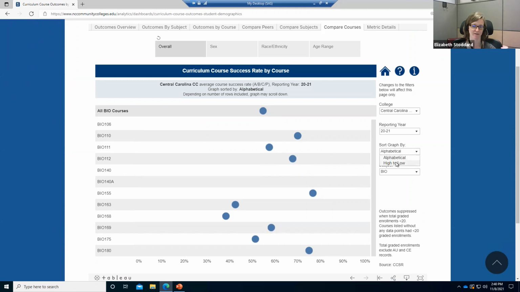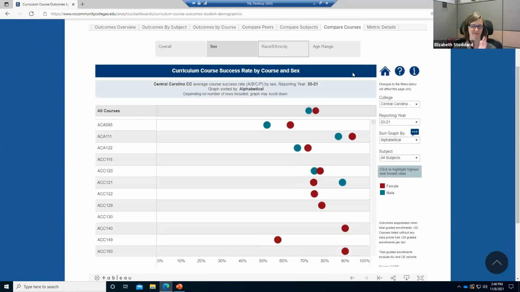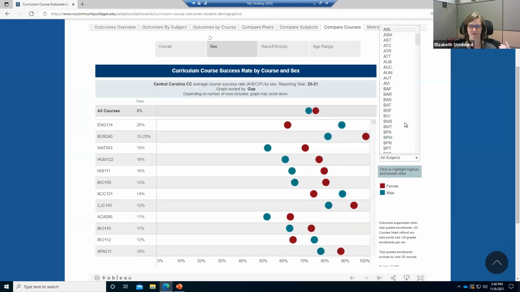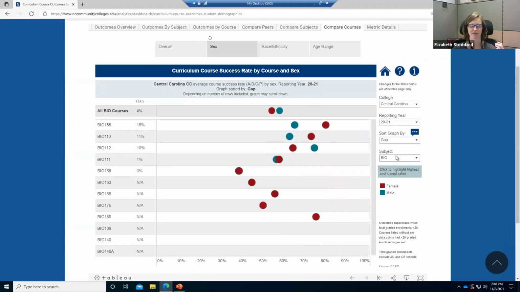And here, when we're looking overall at the college, there's not an option to sort by the gap because there's no gap to look at. There's just one success rate. So we can sort it high to low. But then when we start looking at sex, race, ethnicity, and age range, that's when we can start sorting by the gap. And unfortunately, if you select a subject, you do have to make that selection on every page. But this is where you can start doing that gap analysis at the course level.